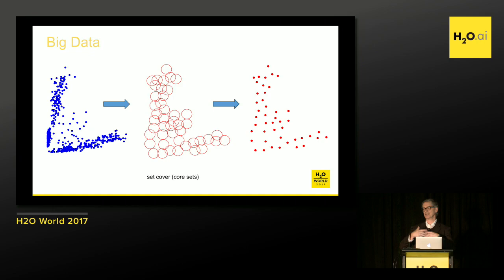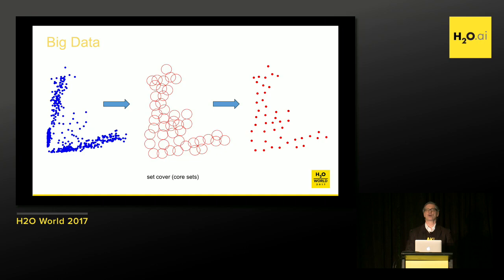Some people think you can use k-means clustering. Again, not a solution to this problem because k-means doesn't work very well in high dimensions. And more importantly, all the balls in k-means are different sizes, different radii. What we're trying to do is not cluster. We're doing something like a set cover. It's something like core sets that are used in geometric problems. And you see on the right that we end up with far fewer points, but we actually get a picture. The density of the points, the configuration, is almost the same as the original.